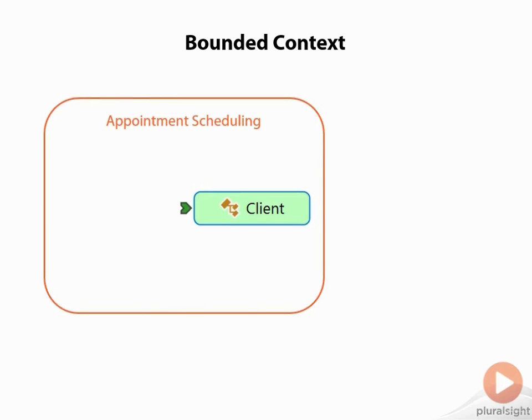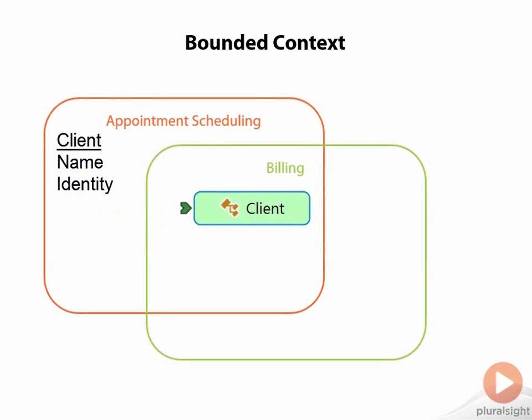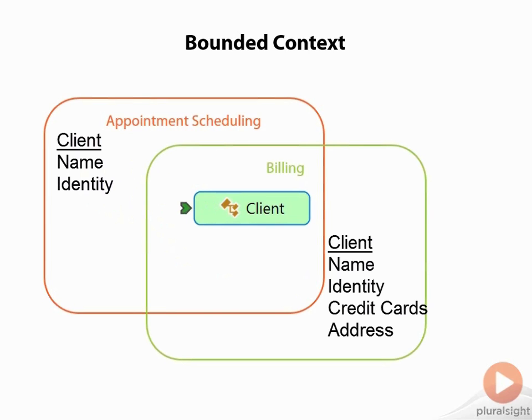For example, as we built out the appointment scheduling portion of this system, we needed to know some very basic information about clients. But in the context of appointment scheduling, these are very simple concepts with little behavior beyond their names. However, in the billing context, we'll want to include contact and payment information for clients. But that's information we don't care about back in the appointment scheduling context.